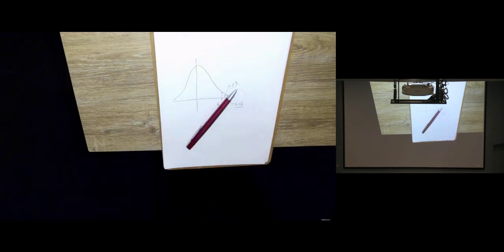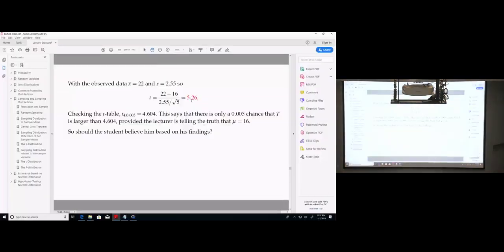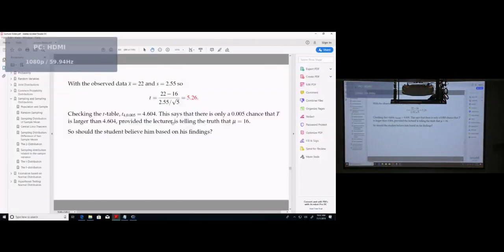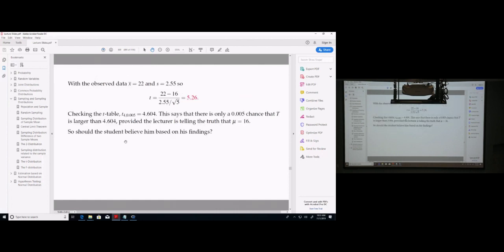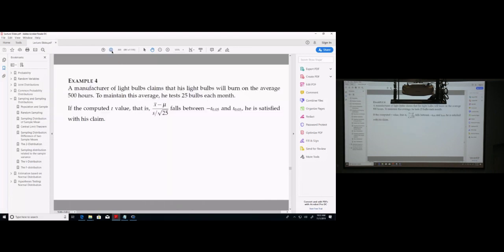So this gives you a glimpse of hypothesis testing thinking. Of course it didn't draw any conclusion here. Should the student believe him based on his findings? I would say no, because it's very unlikely. But that would put the lecturer in a very bad light. So he's probably lying.